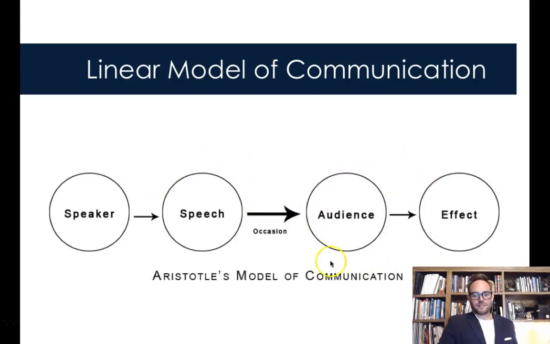We have the audience, the people listening to our message, and then we have the effect. What type of effect does the speech and our message have on an audience? So it's very linear. It's almost like a cause and effect. So we have the speaker, the speech, the occasion, the audience, and then some sort of effect.